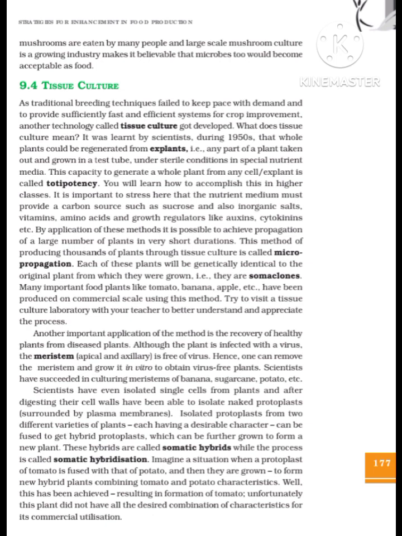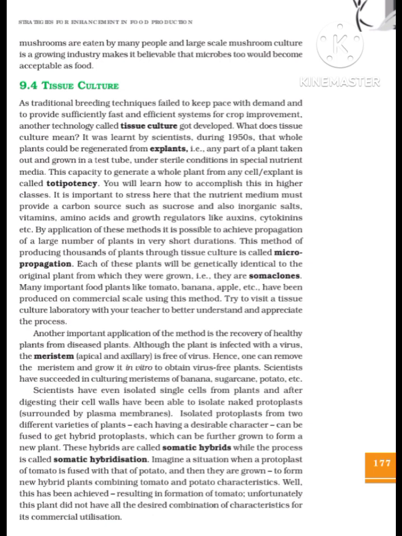Scientists have even isolated single cells from plants, and after digesting their cell walls have been able to isolate naked protoplasts, surrounded by plasma membranes. Isolated protoplasts from two different varieties of plants, each having a desirable character, can be fused to get hybrid protoplasts, which can be further grown to form a new plant. These hybrids are called somatic hybrids, while the process is called somatic hybridization.